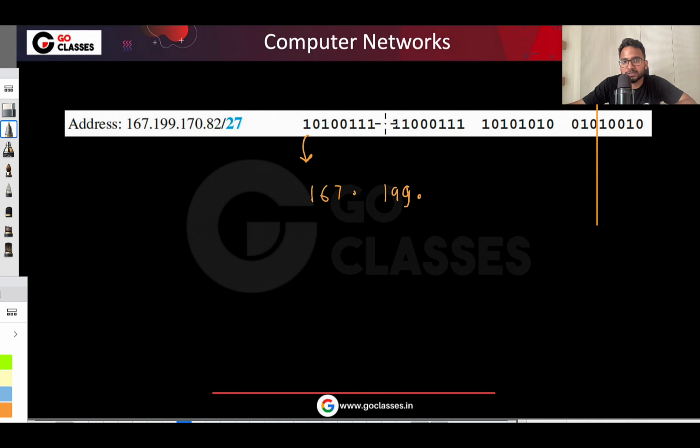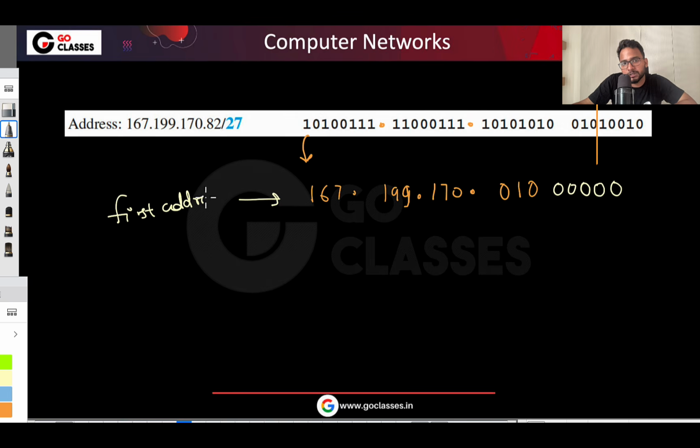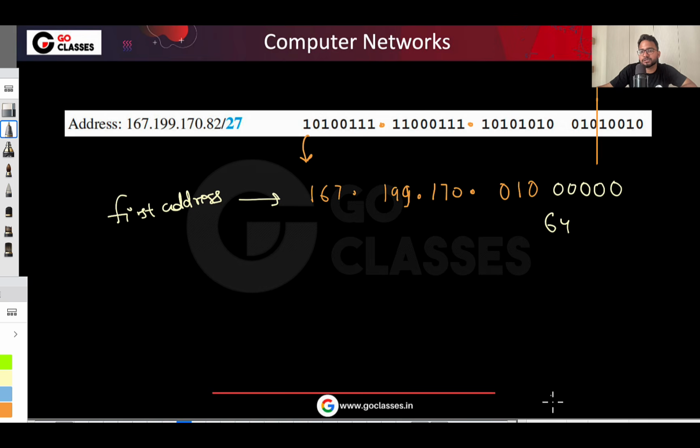So this is 199.170. Then I'm writing the last part in binary. This 010 is fixed. Actually, this is the network ID, and then these are the 5 bits which we can change. For the first address, the 5 bits will be all zeros, 5 zeros basically. This will be your first address. I hope you understood. This is not completely dotted decimal, but you can convert it to decimal format, which is fine. This is 64, I think, right? So you can convert and write 64.